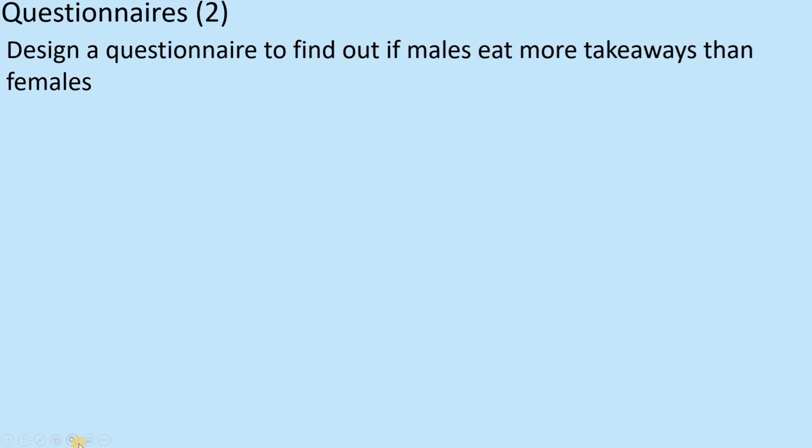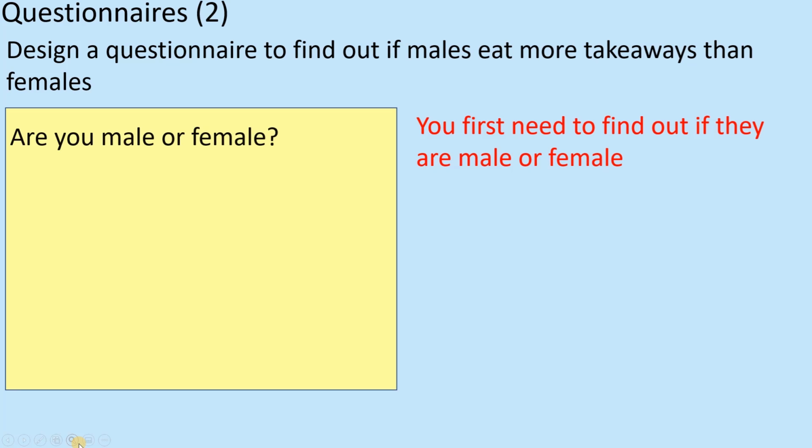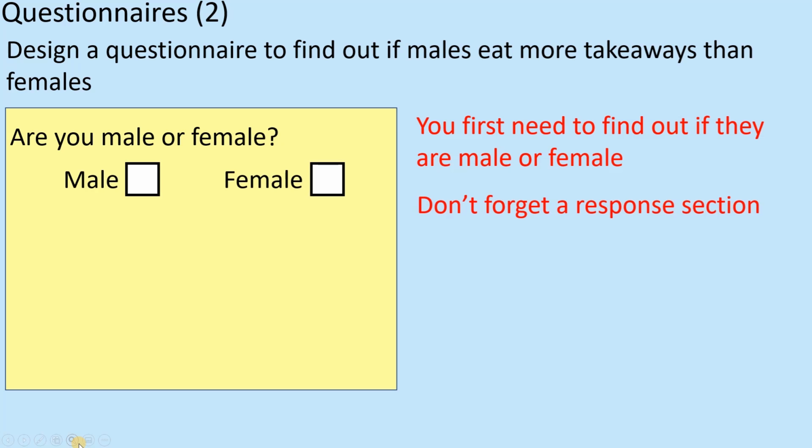Well, you need to know, first of all, if the person you are asking is male or female, because you're going to ask them if they eat takeaways or not, and how many takeaways they eat. So the first part of your tick box exercise is, are you male or female? Ultimately that's going to answer the question. So a nice little tick box, male or female, and again, put your little cross in.